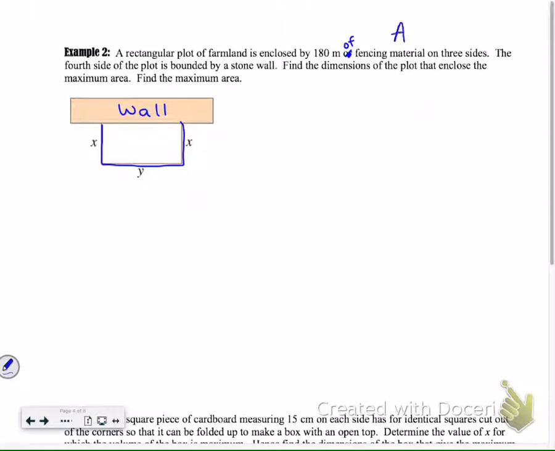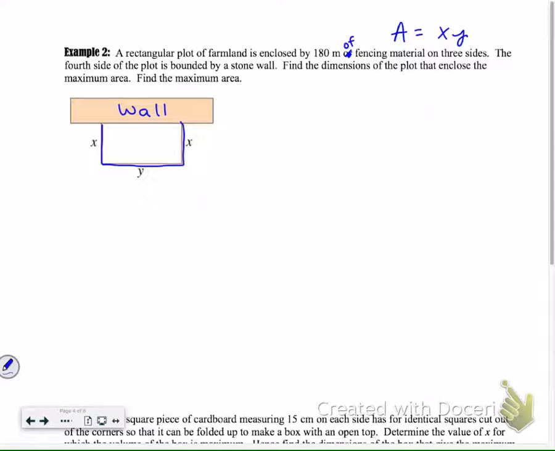Now we're trying to maximize the area. So just up here at the top for a minute, I'm going to write that my area would be x times y. That's what I want to find the derivative of because I want to maximize that. But I can't do a derivative that has two letters in it. Well, there's also this fence.